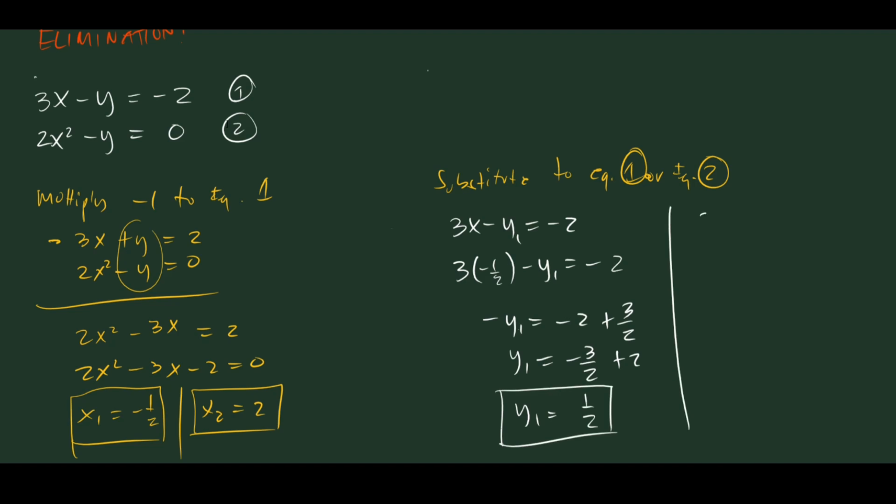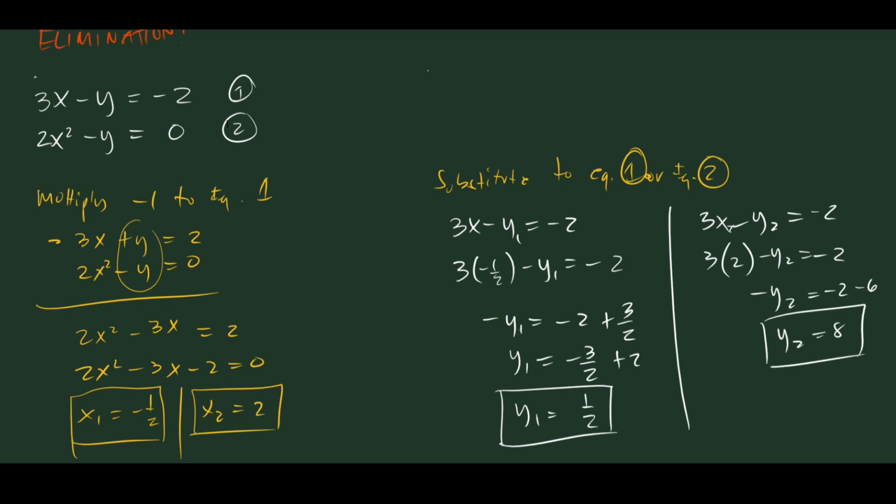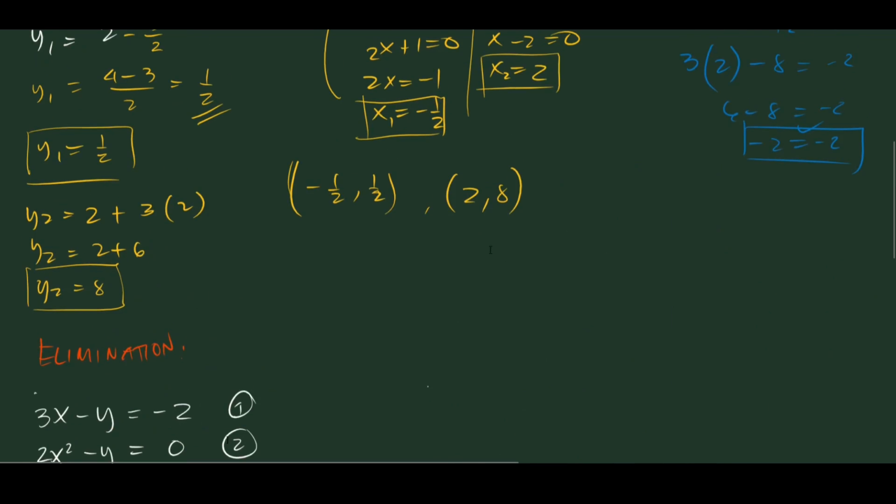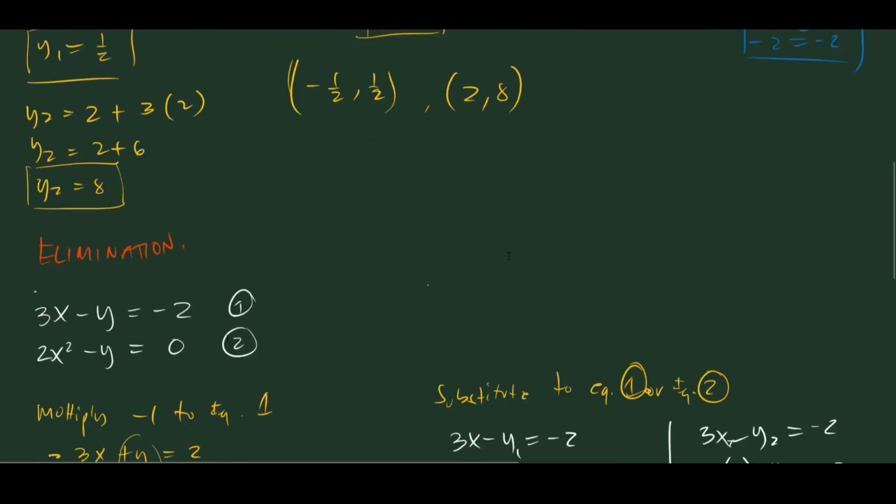So if we use x2, 3x minus y is equal to negative 2. So 3 multiplied by 2 minus y2 is equal to negative 2. So negative y2 is equal to negative 2 minus 6. So we get y2 is equal to 8. Okay, so we do have the same answers as with the substitution method.